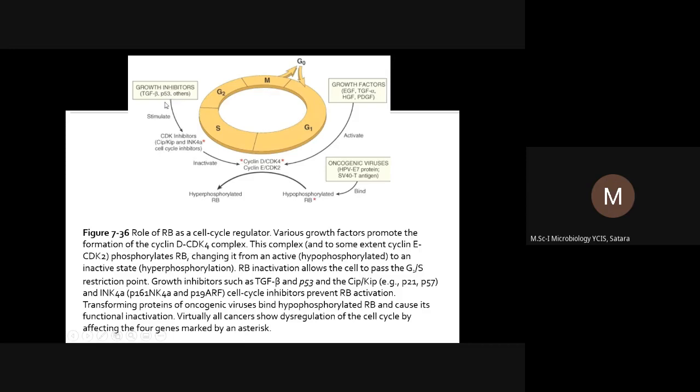Retinoblastoma, and here the growth inhibitors are shown, and those growth inhibitors are TGF beta and P53. Okay, P53 is the growth inhibitor, it is the tumor suppressor gene, so it stimulates the CDK inhibitors. Exactly reverse function. This promotes the cell cycle and it inhibits the cell cycle. So TGF beta and P53 stimulate the CDK inhibitors, that is the cell cycle inhibitors.